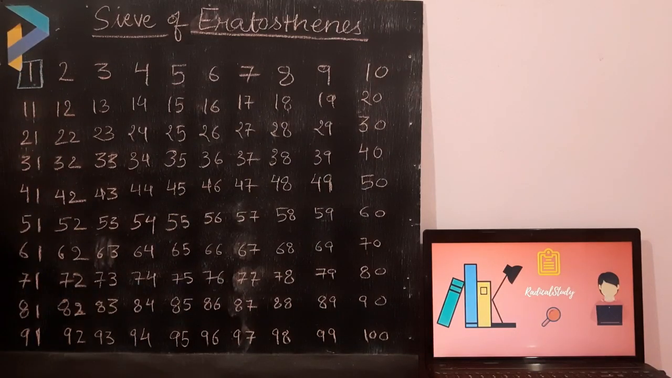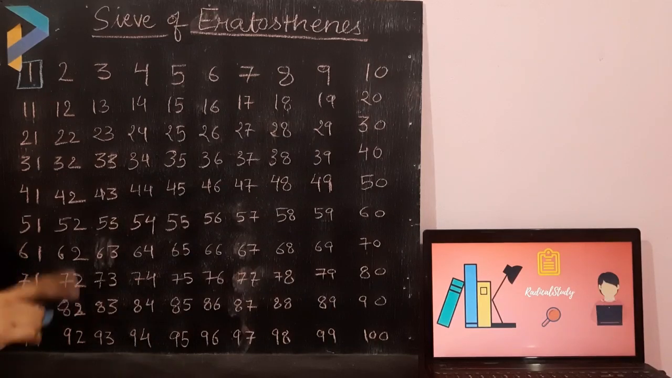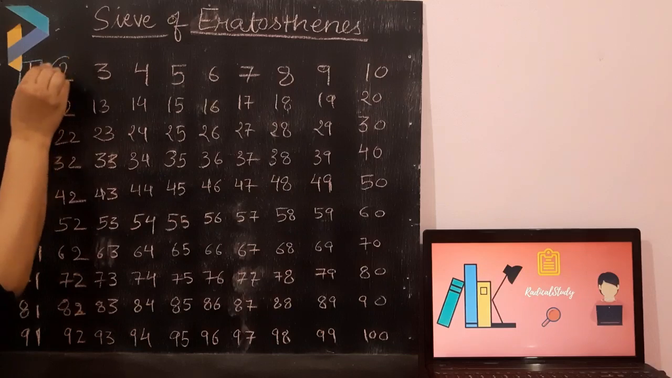Now what do we have to do in this method? Every number which is prime, I have to encircle. So please tell me, is 2 a prime number or not? Yes, students, you are right. 2 is the lowest prime number. 2 is the lowest even prime number. 2 is the only even prime number. So we will circle 2.